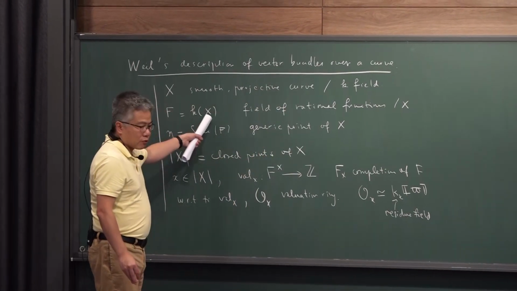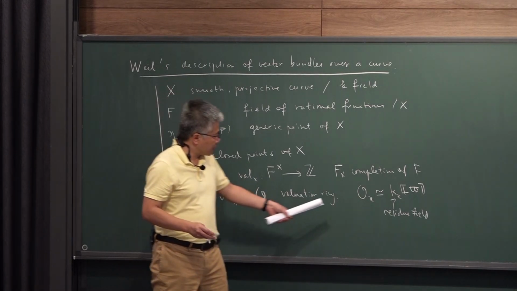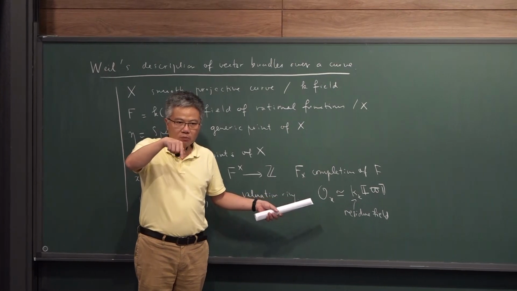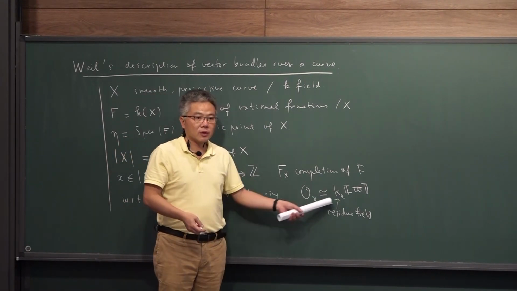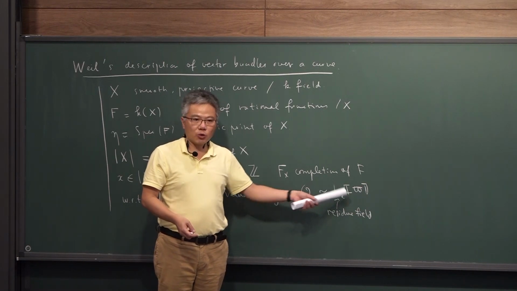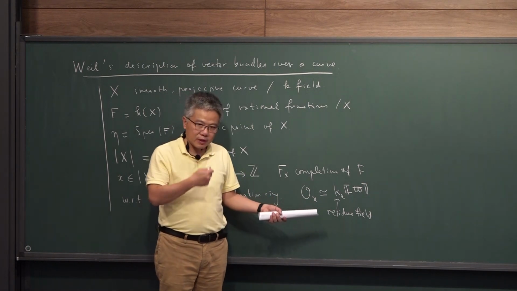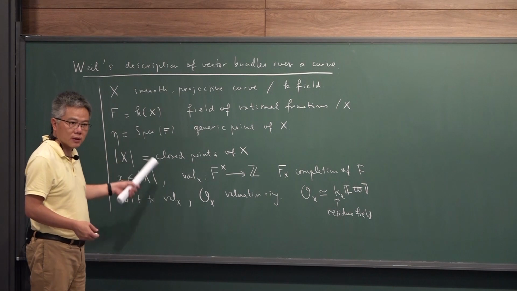Vector bundles on the field of rational functions and on the completion. The completion cannot see the curve. The completion only sees some kind of very small formal disk around the point. But they are all the same, whatever the curve you choose, you only see formal power series. So what really contains the interesting structure of the curve is the field of rational functions.